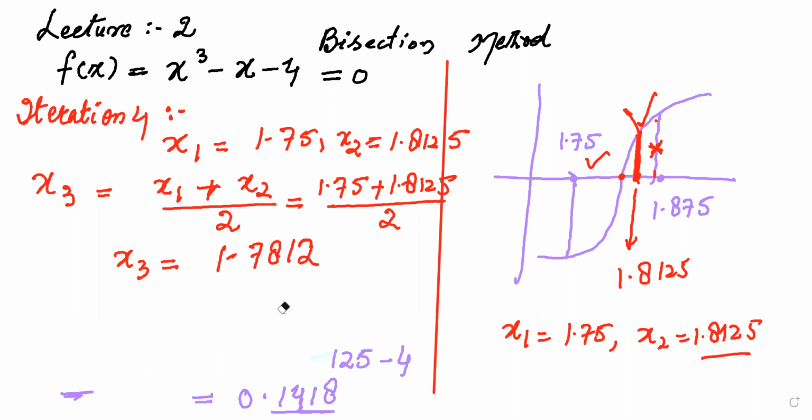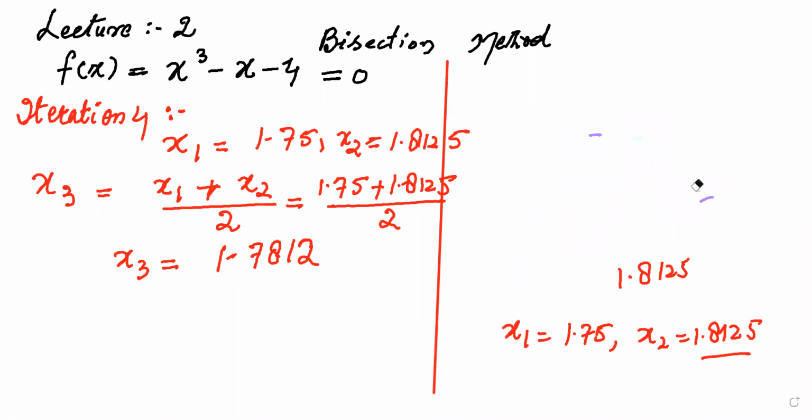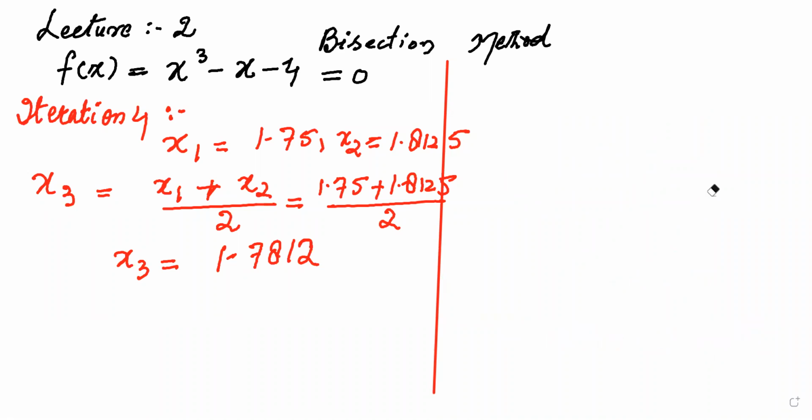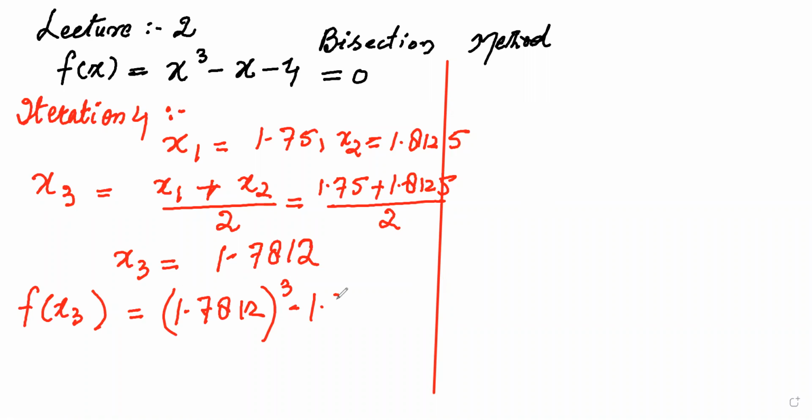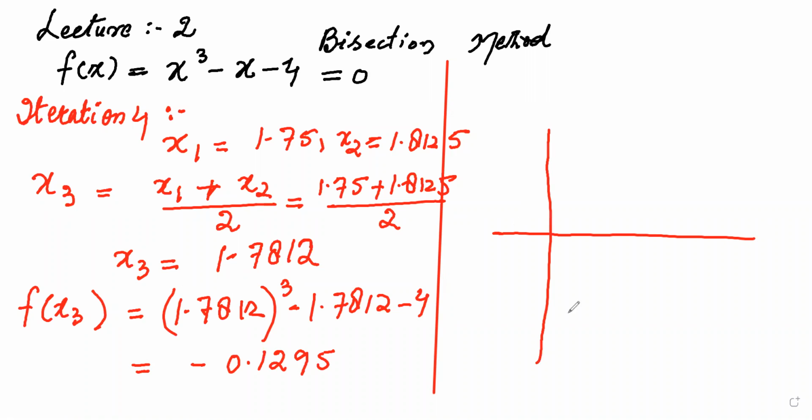Now I will find the value of f of x3. Let's find the value of f of x3. f of x3 is 1.7812 cube minus 1.7812 minus 4, and that comes out equal to minus 0.1295.